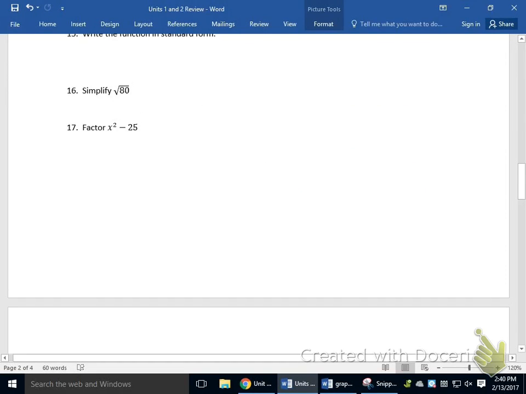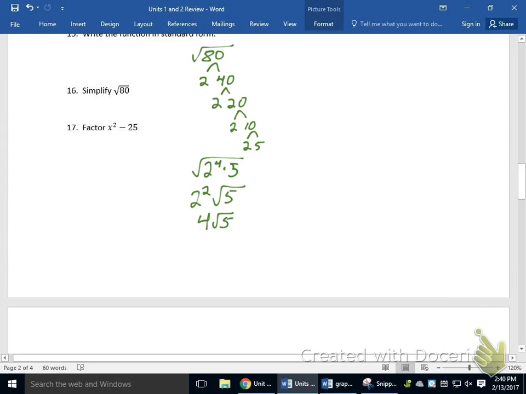For number 16, simplifying the square root of 80, you can do that in your calculator or you can do it out by hand. I would make a prime factor tree personally and see what my power of 2 will be in this case. And 2 times 5. So I've got the root of 2 to the 4th power times 5, and the square root of 2 to the 4th will be 2 squared. Remember, you divide your exponent by 2 when you're taking the square root, so this is 4 root 5 as my final answer for number 16.